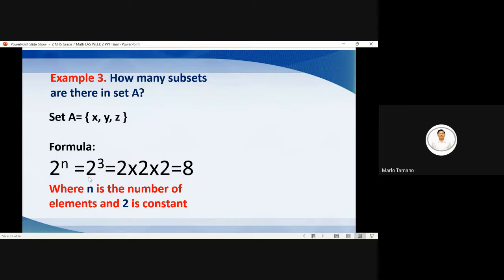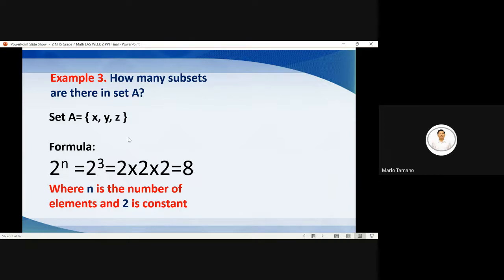Okay? Do not multiply 2 times 3. That is wrong. So, the number of subsets of set A is 8. Okay?